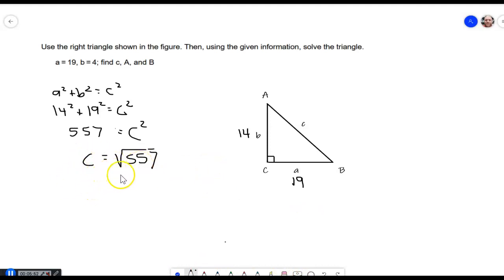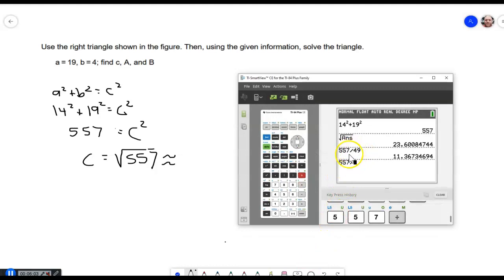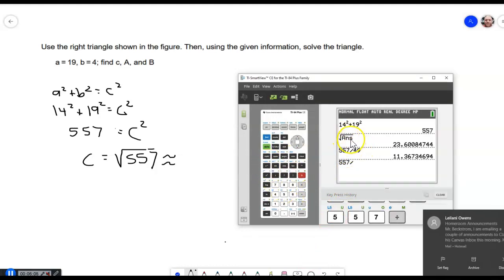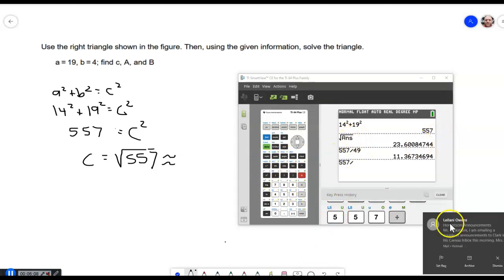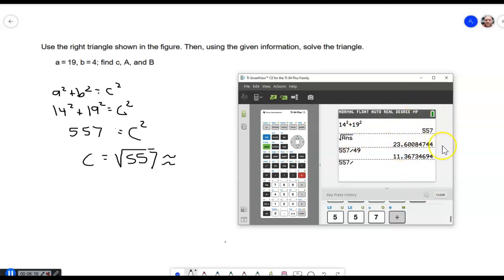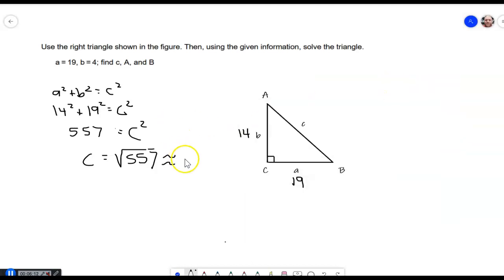So that's pretty much it. And then what we can do at this point is we can approximate that going to one decimal place. So let's go ahead and see what that is. So square root of 557. It looks like that's going to be about 23.6.